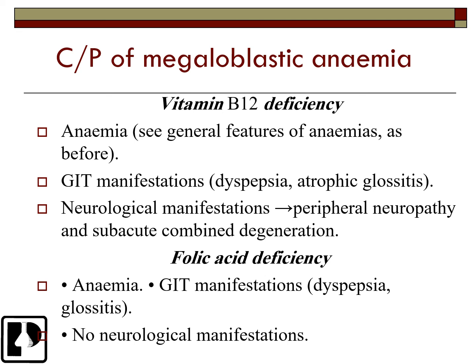What is the clinical picture of megaloblastic anemia? In vitamin B12 deficiency, we have anemia, the general features of anemia as before. GIT manifestation: as there is atrophy of the GIT epithelium, the patient has dyspepsia and atrophic glossitis. Neurological manifestation: peripheral neuropathy and subacute combined degeneration. What does peripheral neuropathy mean? Numbness in the periphery. And subacute combined degeneration occurs in the axonal nerves in the spinal cord.